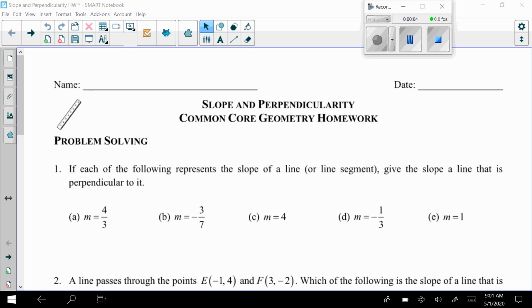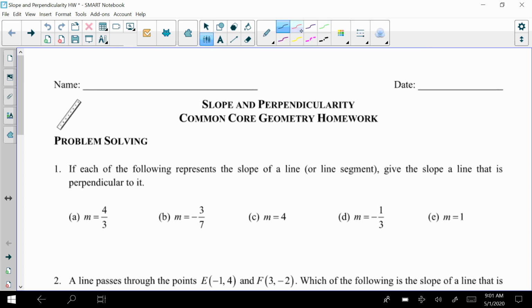I'm going to do the slope and perpendicularity homework with you. So first of all, it starts off with just given slopes here, and it says give the slope of a line that's perpendicular. So you guys should know that from the video, when you see perpendicular, their slopes have to be, I believe he uses the language negative reciprocal.